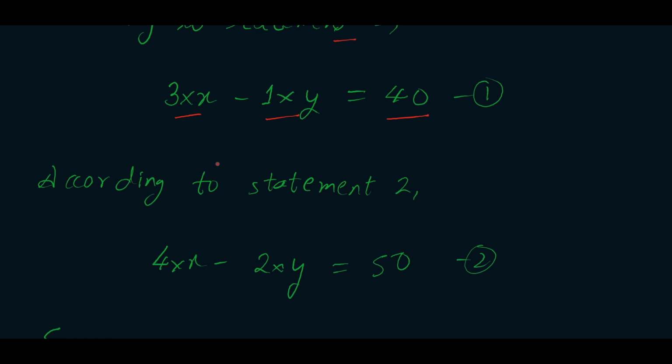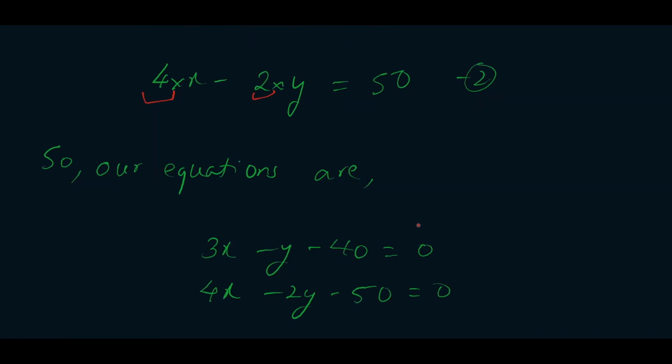Similarly, if he got 4 marks for each correct answer, in place of 3 we would write 4, and 2 marks were deducted for wrong answer, so in place of 1 we write 2, so it is 4x minus 2y equals 50. So our two equations are 3x minus y minus 40 equals 0 and 4x minus 2y minus 50 equals 0. This is our first and this is our second.